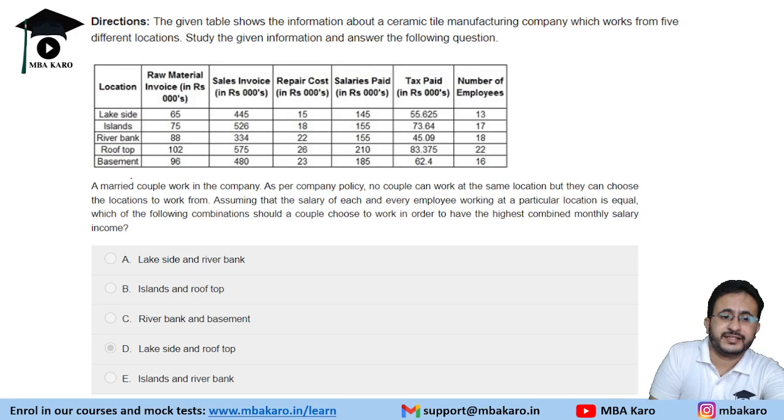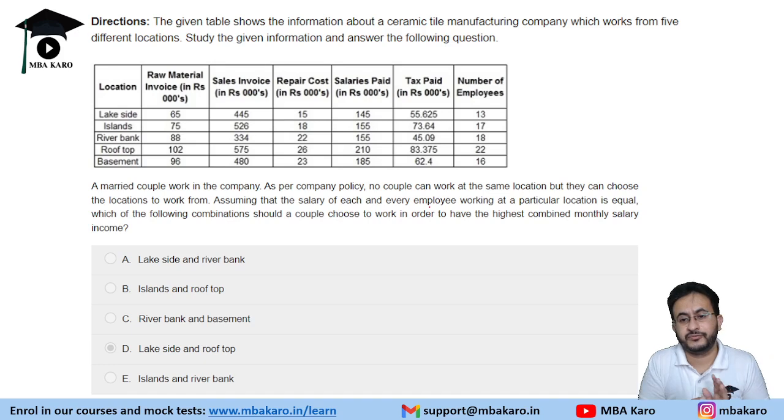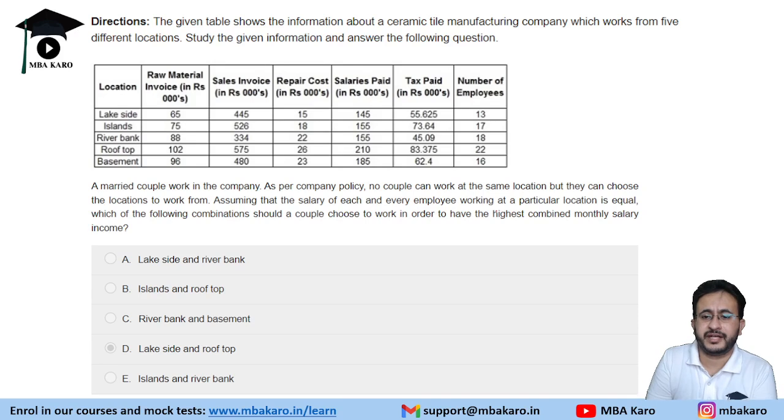So it says that as per company policy, no couple can work at the same location, so they have to work at different locations, and the salary of each and every employee working at a particular location is the same. So this is the salary paid, this is the number of employees, so dividing these will give us the salary per employee. Which of the following combinations will have the highest combined salary? So 145 by 13 is 11 point something.